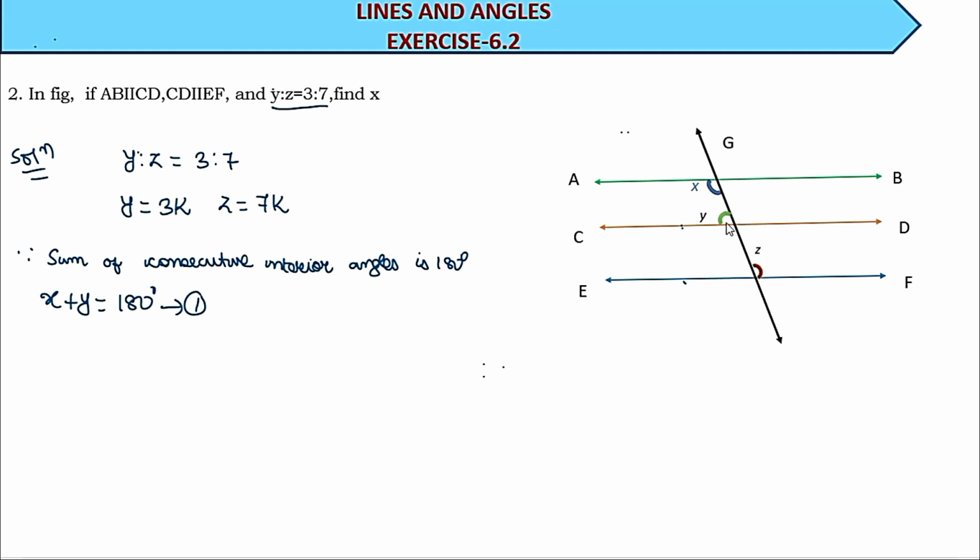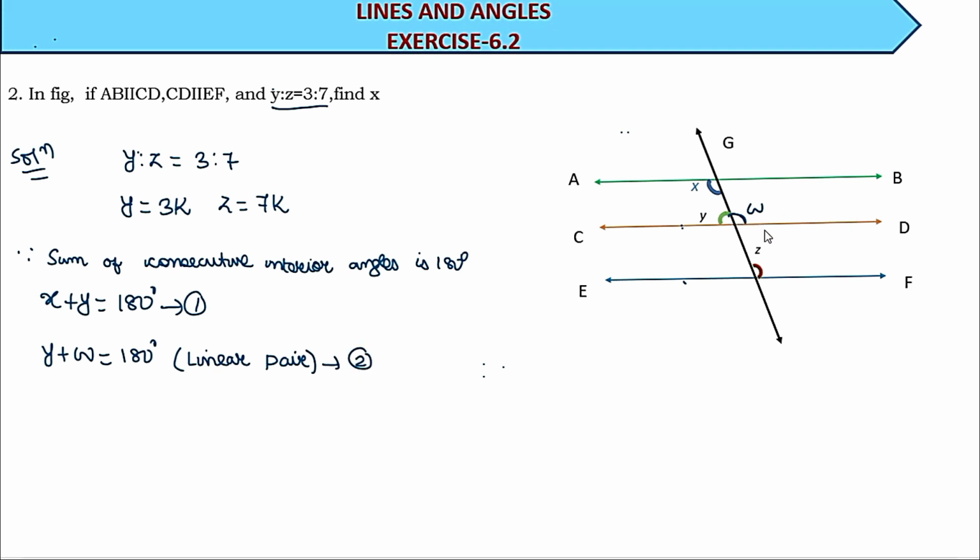Now if you see here, this y, and suppose this angle we just name it as w. So y plus w makes a linear pair, and the sum of the linear pair is 180°. So we can write that y plus w equals 180 degree and we call it as linear pair. So give this as equation 2.